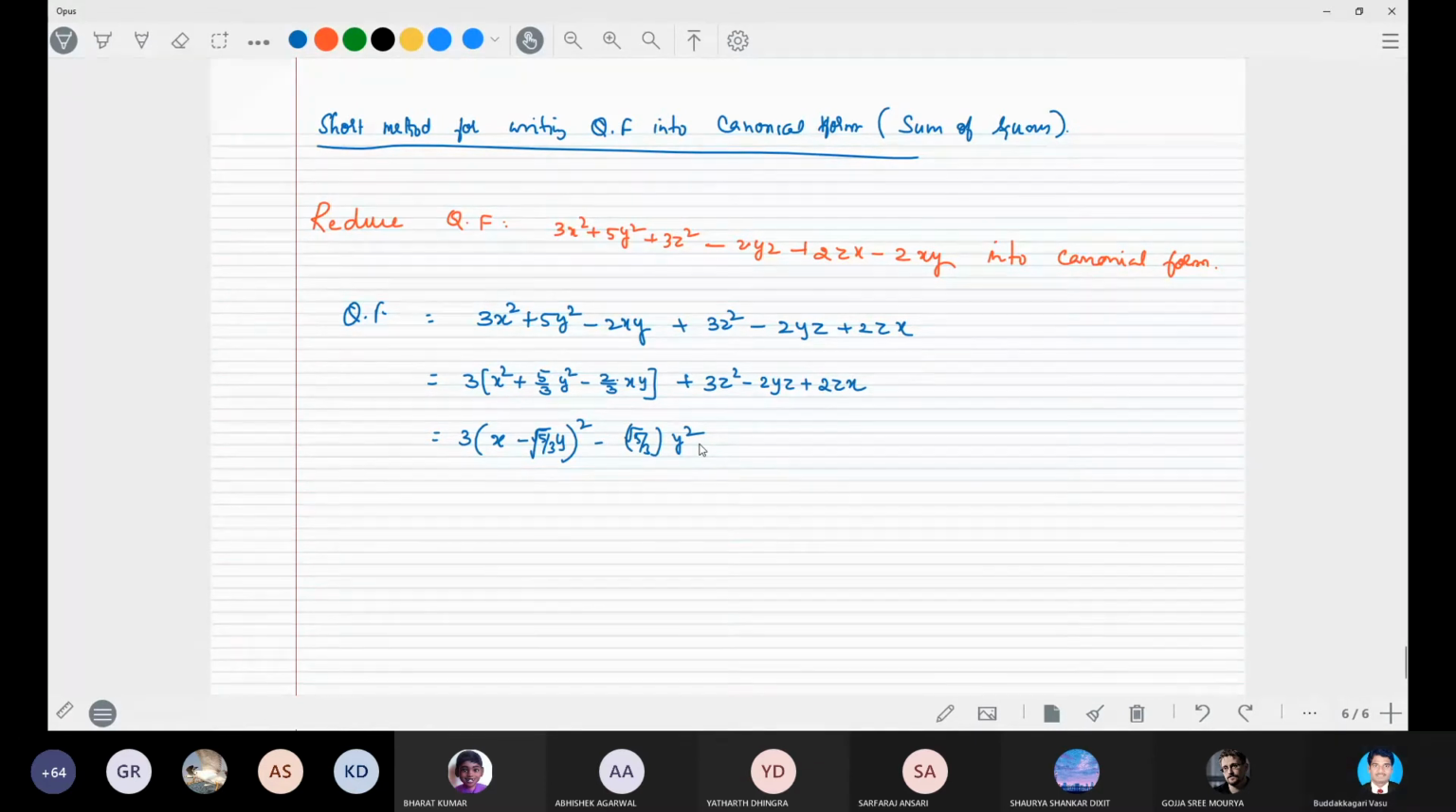Then the xy term is also there. No, that xy term will be accommodated. This 2 by 3, how can we? 1 by 3 into... How can we write this? This will give 2ab. How can we accommodate it? Square form, you write these terms.